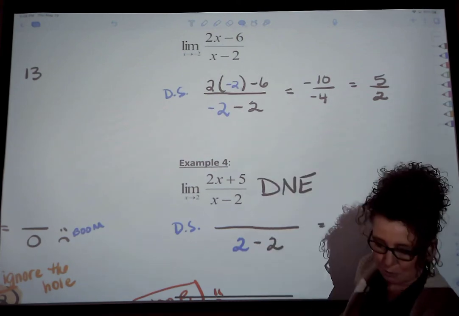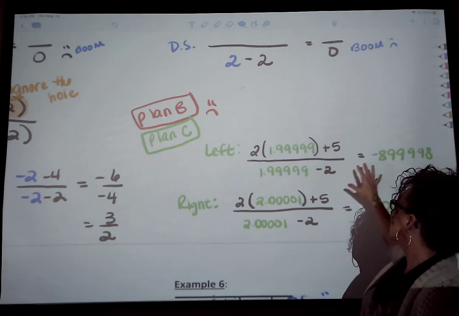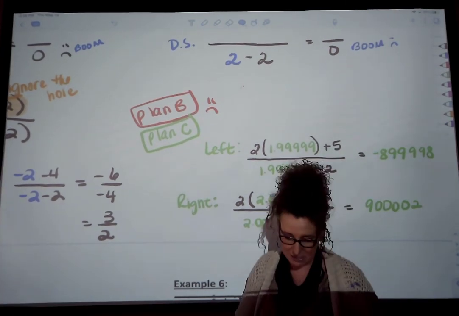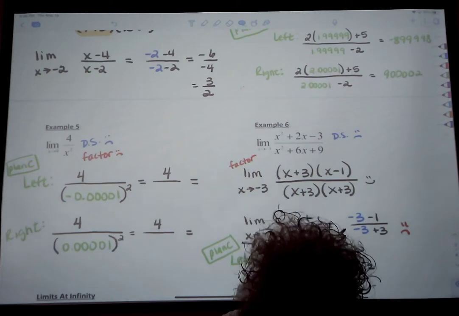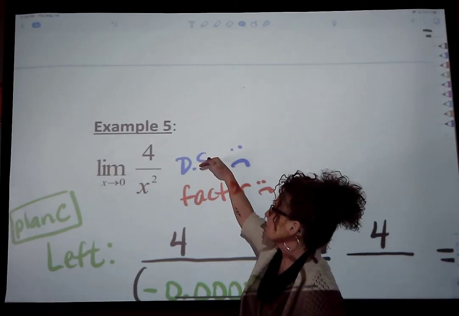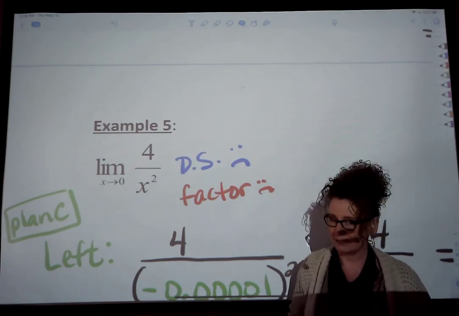So you saw me do plan C. Plan C, checked a number from the left, checked a number from the right. The left side and right side limits did not match, therefore the limit does not exist. Okay, here's another one. Direct substitution, boom. Factor, nope. Plan C.